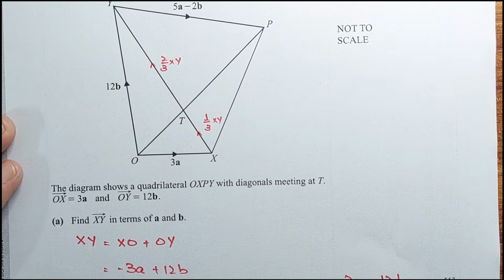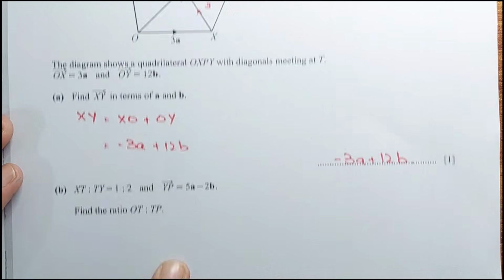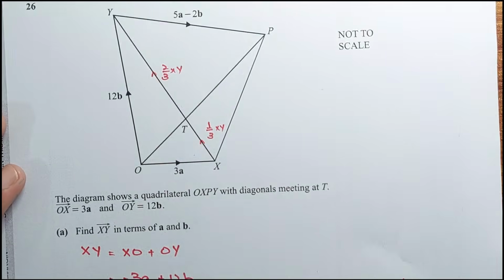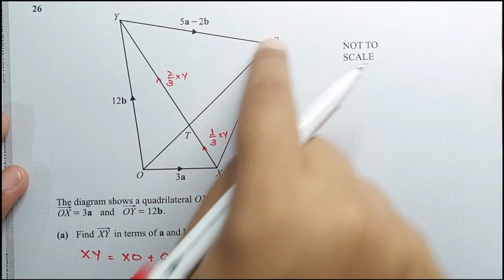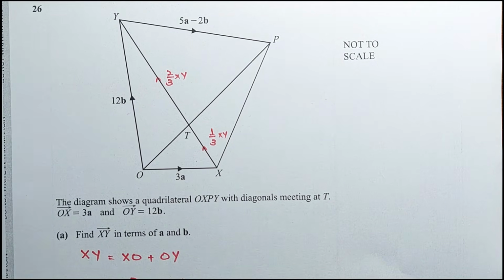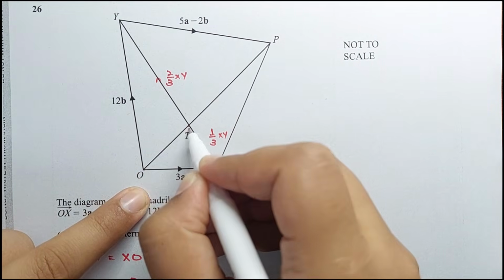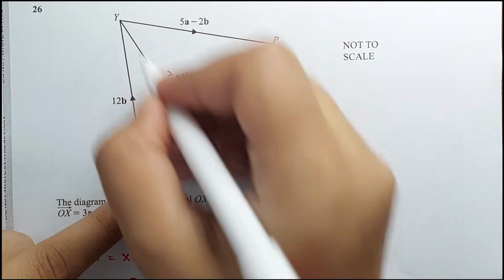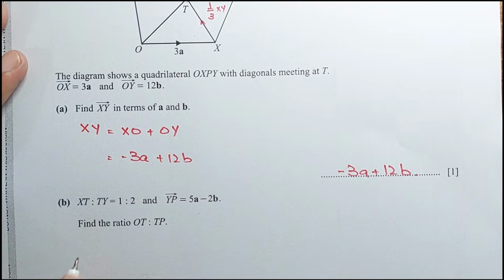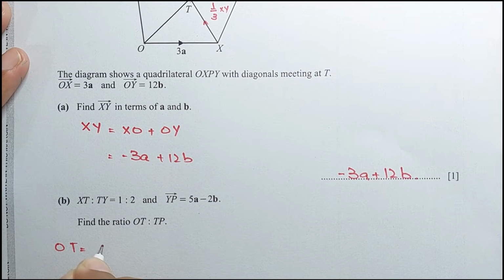YP is given. Where is YP? YP is given to us, right? Find the ratio OT and TP. O to T and T to P. This ratio we need to figure out. Okay, so first let me figure out what is O to T. We move O to T is O to Y and then Y to T. OT is OY and then YT.